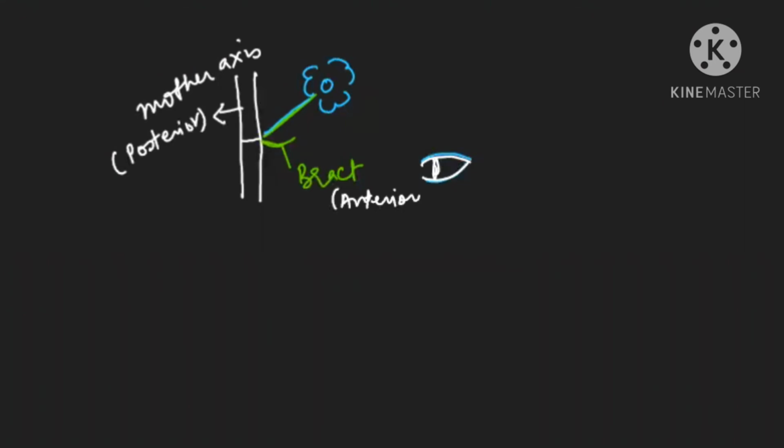So I hope anterior and posterior of the flower is clear. This is the eye of the observer. According to him, the bract is towards the anterior side, and the mother axis is at the back side, the posterior side. So the part of the flower which lies near the mother axis is posterior, and which is away from the mother axis is anterior. Understood why we say which is anterior, which is posterior? Because it is according to the eye of the observer that he gives this statement.